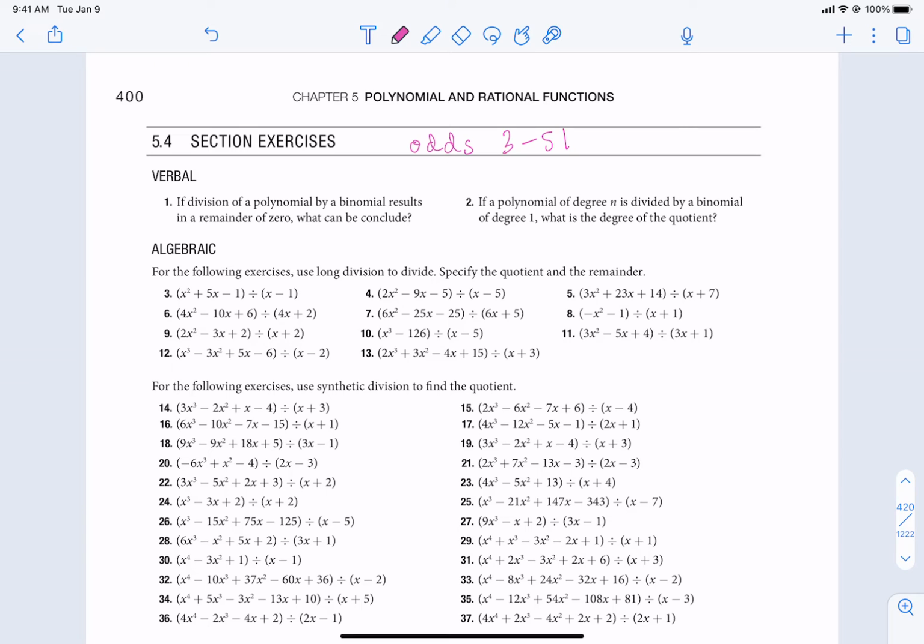Section 5.4 homework are the odds 3 to 51 that you see here. Let's just talk about the actual instructions. Problems 3 through 13 say to use long division, so please do the division they have required. Problems 15 through 37 are synthetic division. I would like to do problem 37 with you now.